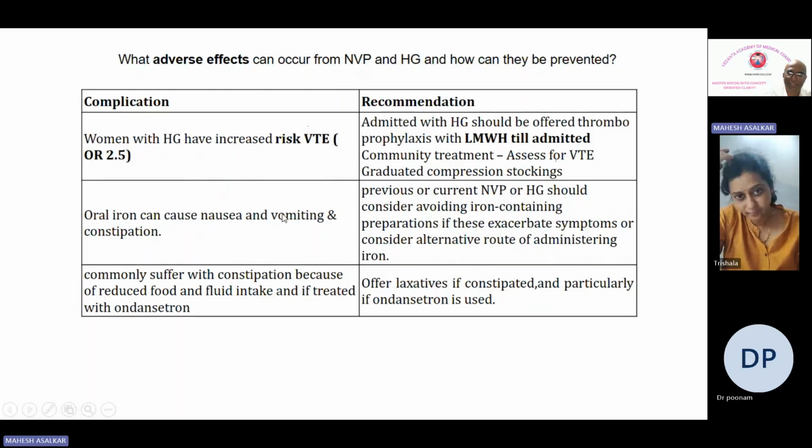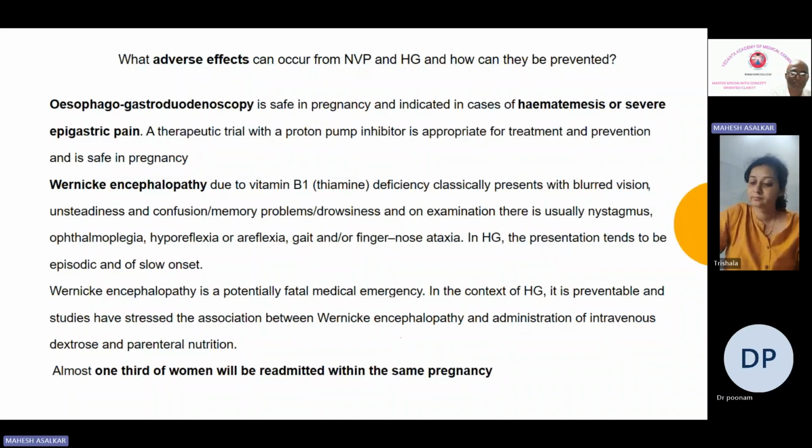Oral iron can lead to nausea and vomiting, so we don't start oral iron therapy in the first trimester. Another important thing about ondansetron is that it causes constipation. So whenever you give ondansetron, we need to offer laxatives if the patient is constipated. With respect to ondansetron, remember two things: extrapyramidal side effects and the laxatives.